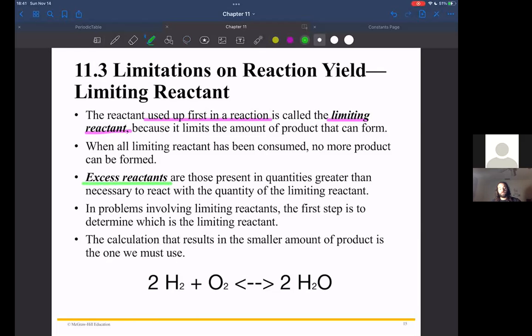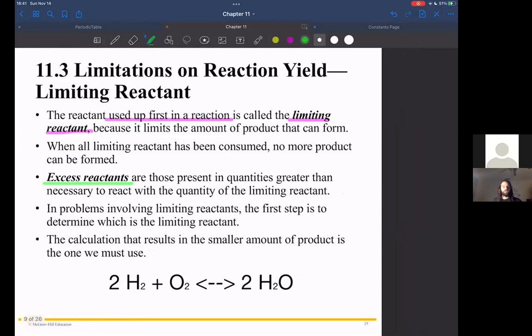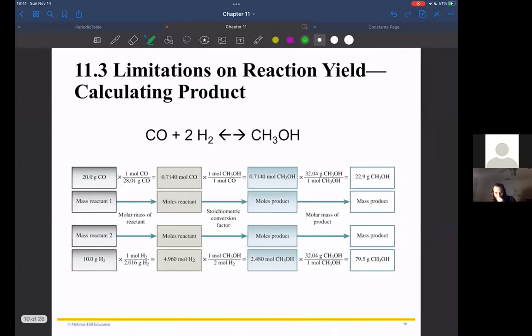Okay, so these are particularly long problems because you got to do a few calculations for the one type of problem. But let's get into it. It's not too bad. Okay. The idea is this. This is my balanced chemical equation where I have carbon monoxide coming together with hydrogen in order to make methanol, which is the name of this product.